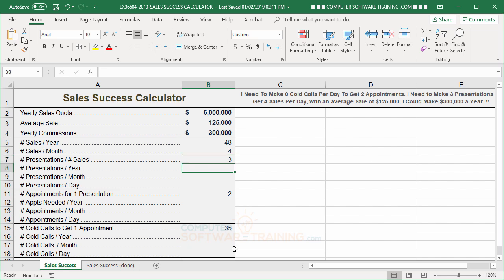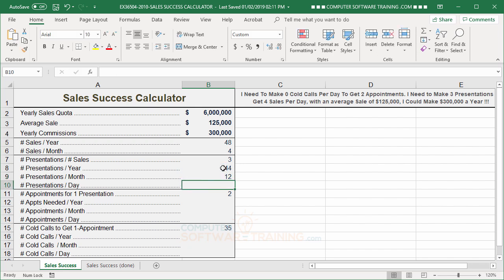Now for the number of presentations, we're going to say equal. We're going to click on the B5, right there, times B7, which will be this guy right here. Take those two, got your 144. Now the next one's going to be taking what's in B8, so we're going to say equal. We're taking the number of presentations per year, divided by 12, and that's how many you get per month.